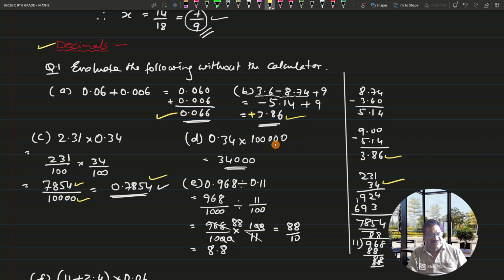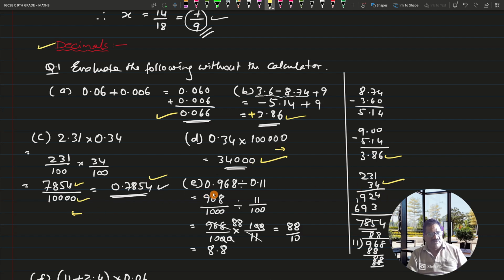There are 5 zeros, so this decimal point I will have to shift to the right. How many times? 5 times. So this decimal point will shift 1, 2, so it will become 34, and then 3, 4 and 5. So I'll have to put 3 zeros, so the answer will be 34,000. Here you have to shift to the left, here you have to shift to the right.